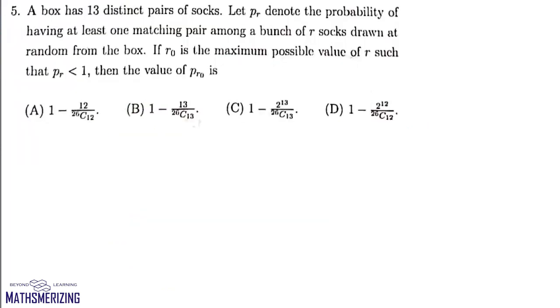Now question number 5 is: a box has 13 distinct pairs of socks. If P_R denotes the probability of having at least one matching pair among a bunch of R socks drawn at random from the box, and R0 is the maximum possible value of R such that P_R is less than 1, then the value of P_R0 is. Now the maximum possible value of R0 so that we do not have any matching socks is 13.